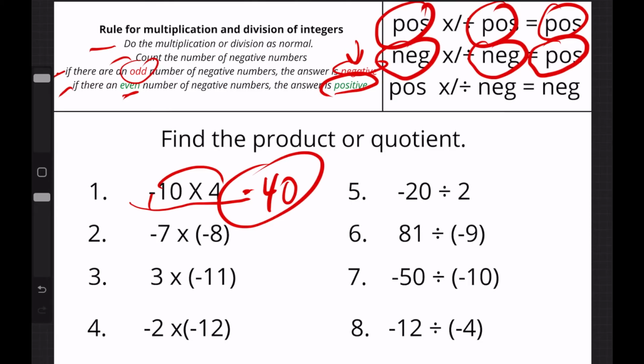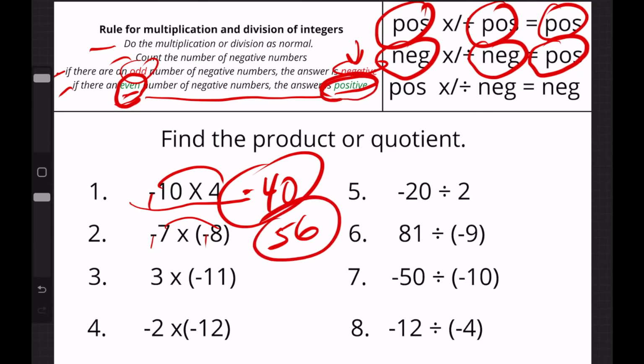-7 times -8. Well, I think we all know that 7 times 8 is 56. How many negatives are there? There's 1, 2. That's an even number of negatives. So if we look over here, even number of negatives is a positive answer. So that answer is just plain old 56. Try the next one. Stop the video if you'd like and see if you can figure out the next two.